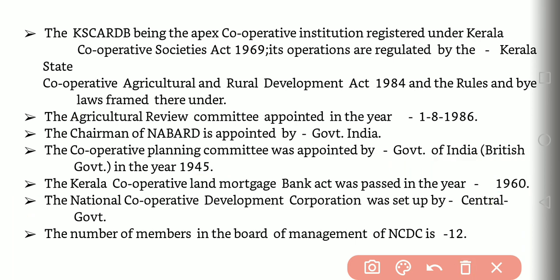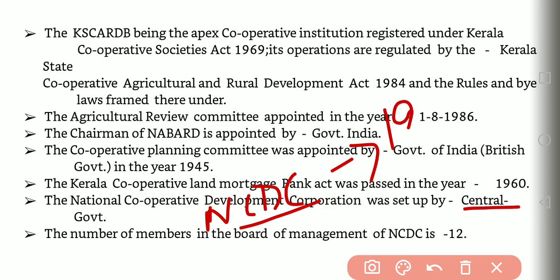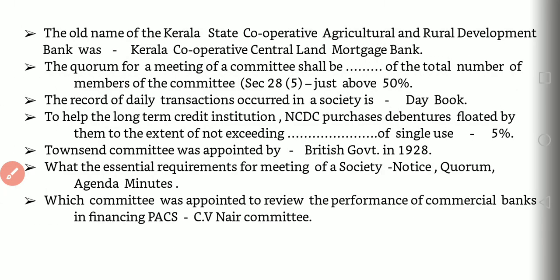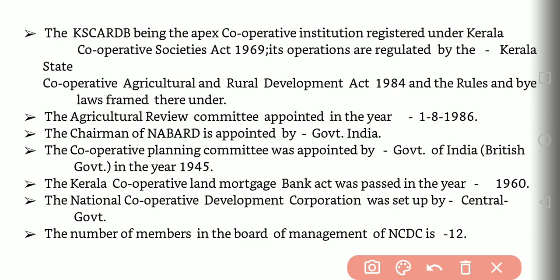Next, the National Cooperative Development Corporation, NCDC, was set up by central government. Next, the number of members in the board of management of NCDC is 12.